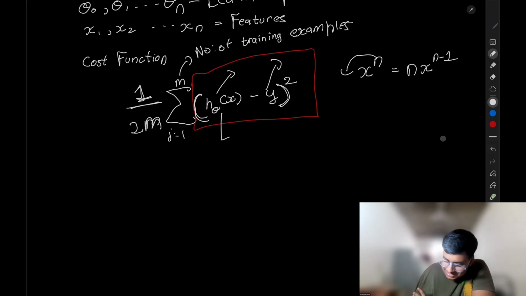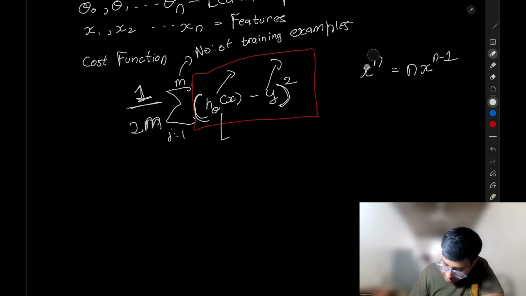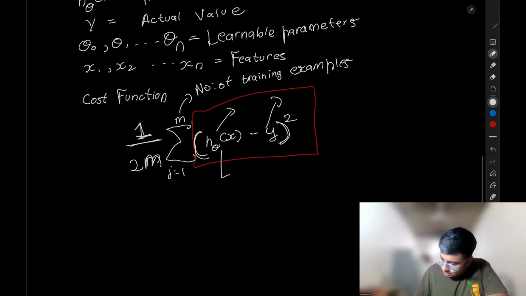I hope so. Here in our original cost function, there is a power of 2. So when we differentiate it, 2 will come and get multiplied by our cost function. To remove this extra calculation of multiplying the whole function again by 2, we are multiplying the cost function by 1 upon 2 to neutralize that effect. I hope it is clear.